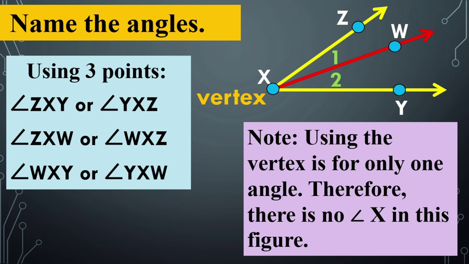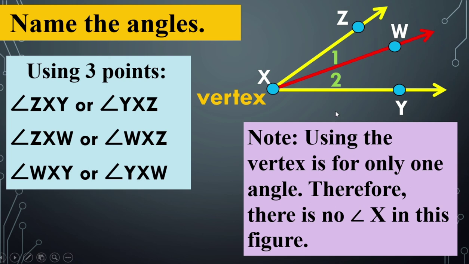Can we use the vertex to name the angle? No. Why? If we're going to use the vertex to name the angle, it must be one angle only. If you were given more than one angle, we cannot use the vertex. Why? Pag sinabi kong angle X, look, I have here X, X, X. And then here, yung tatlong angle mo gumamit ng X as their vertex. So, pag sinabi kong angle X, alin dyan?